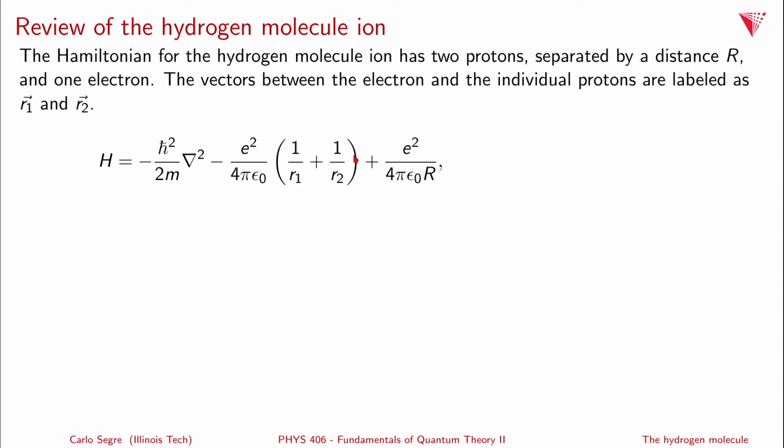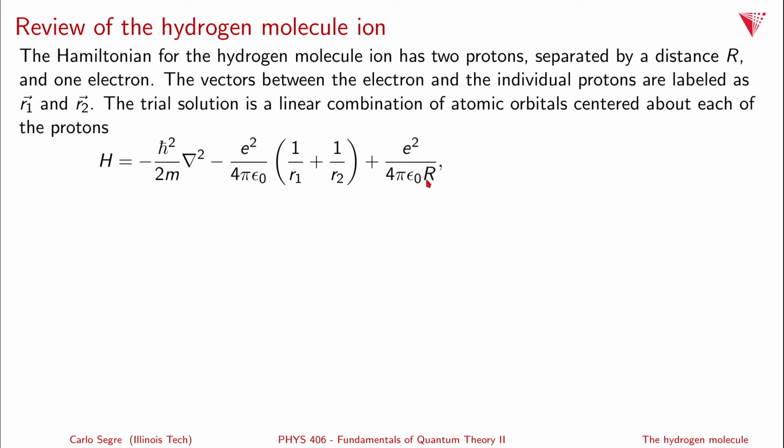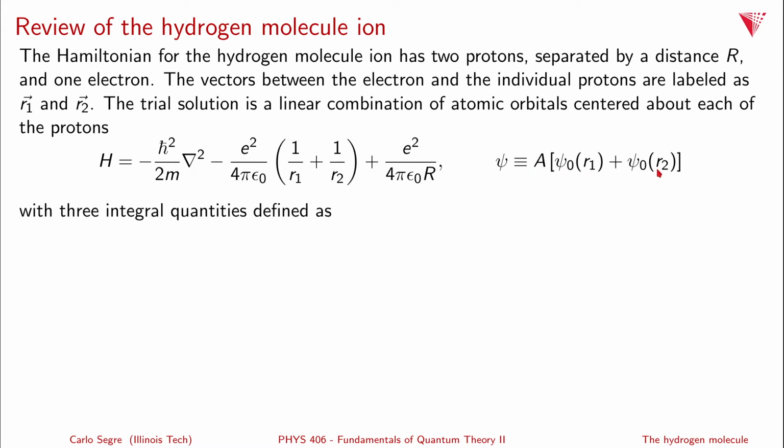And then we had a term for proton-proton repulsion, which prevents the protons from getting too close to each other, which is e squared over 4 pi epsilon naught times capital R. The trial solution was a linear combination of atomic orbitals centered about each of the protons. So we had A times the quantity psi 0 of r1 plus psi 0 of r2.